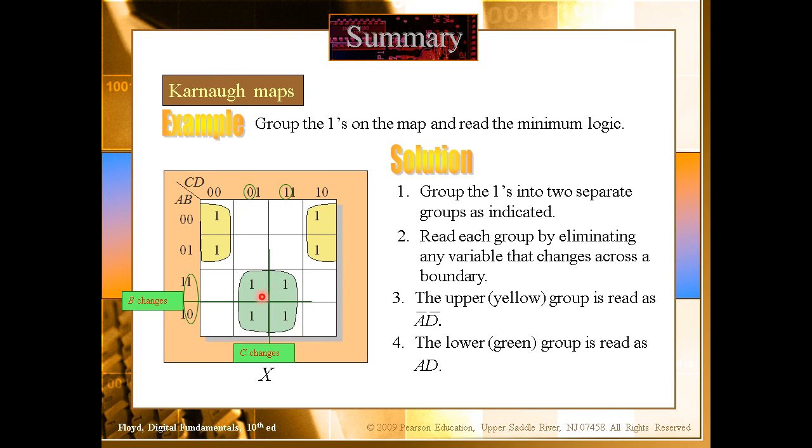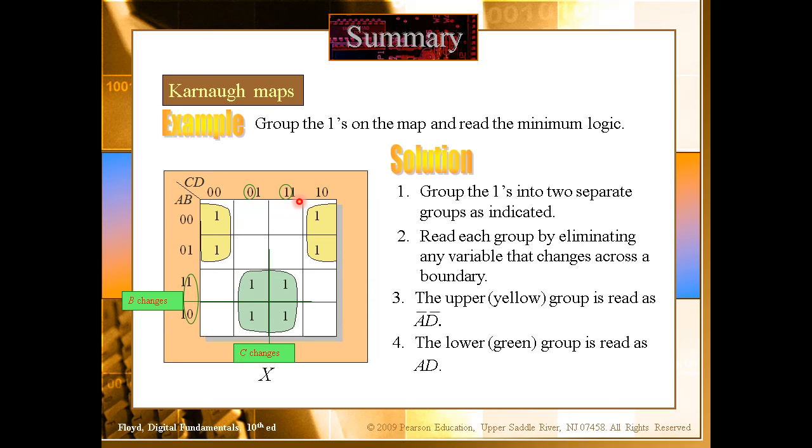Along the row, B changes, right? So B is gone. And along the column, what is changed? C changed, right? Look at the circles here. C is changed, because C is 0 here, but C is 1 here. What is common? Again, A is common here, right? And if you look at the top, D is common, right?